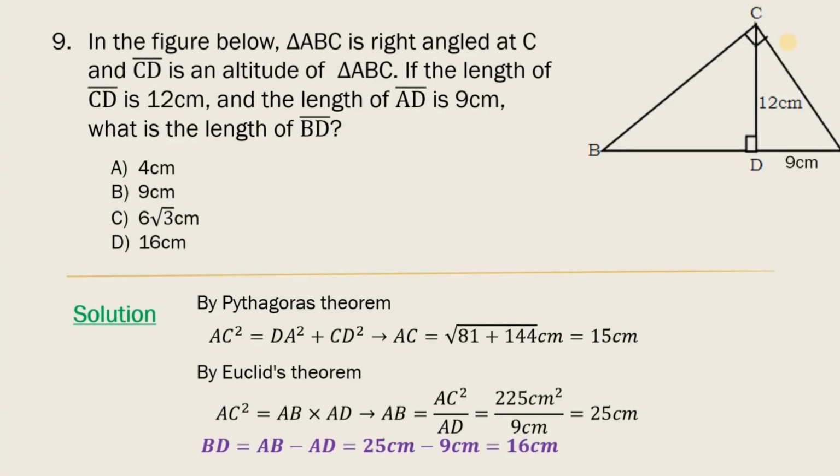BD equals AB minus AD, which is 25 minus 9, which is 16. So the answer is D, 16 centimetres.